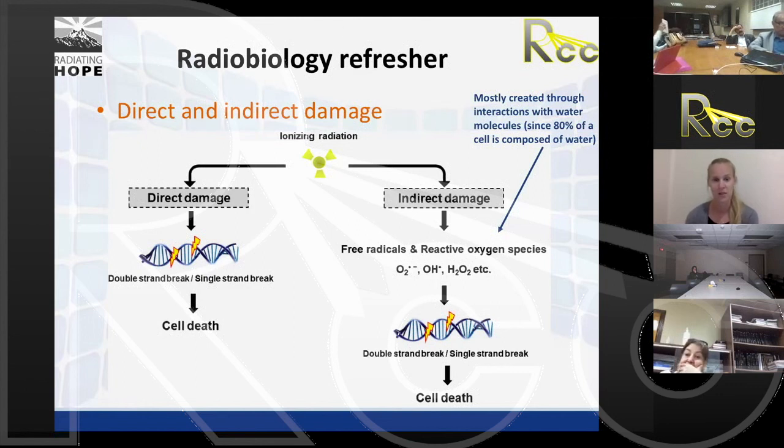There's the direct damage, where the radiation itself breaks the DNA strand, and the indirect damage, where the radiation causes a reaction, and that reaction then goes on to cause the break in the DNA, causing the cell death.